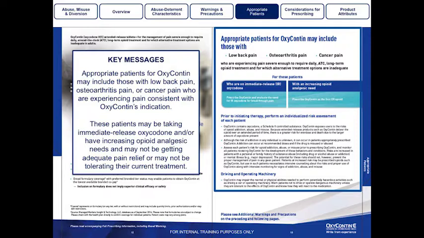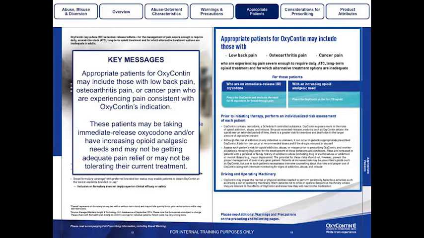Appropriate patients for OxyContin may include those with low back pain, osteoarthritis pain, or cancer pain who are experiencing pain consistent with OxyContin's indication. These patients may be taking immediate-release oxycodone and/or have increasing opioid analgesic needs and may not be getting adequate pain relief or may not be tolerating their current treatment.